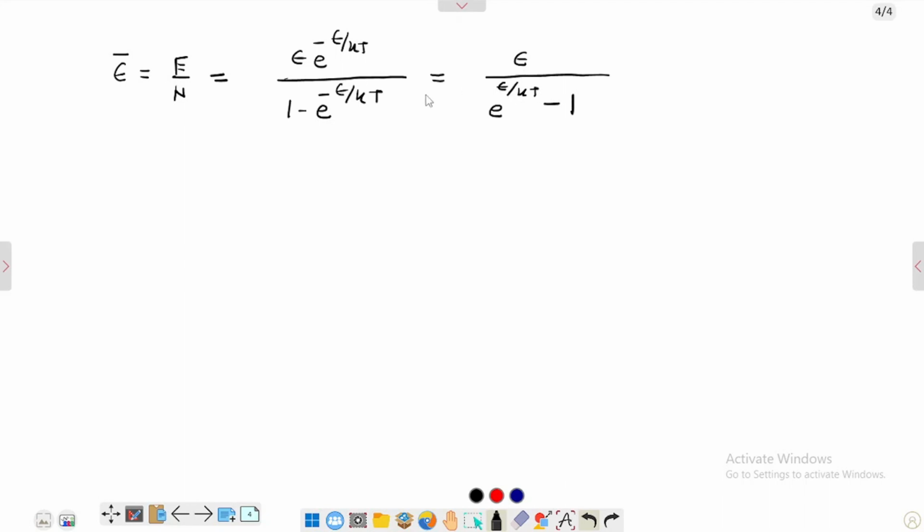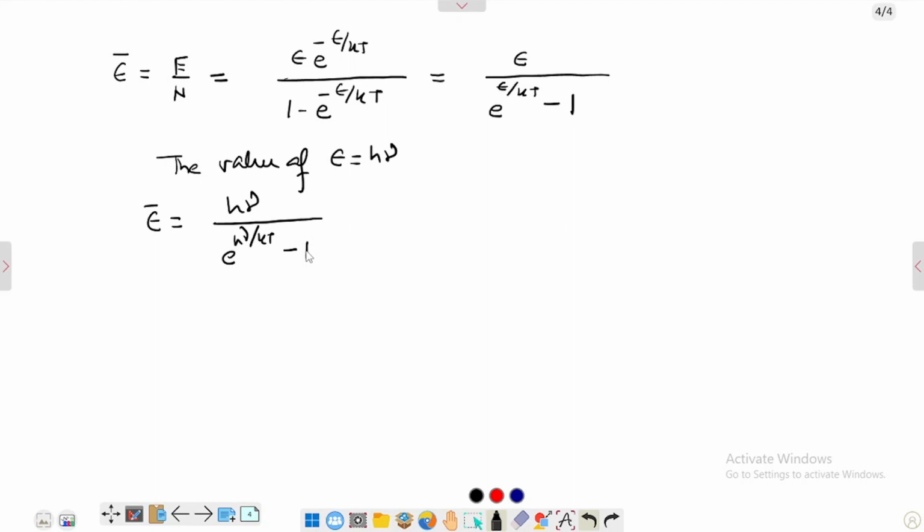Now, what is your epsilon? The value of epsilon is h nu. So if I plug this in there, I get epsilon bar equal to h nu divided by e to the power h nu by kt minus 1.